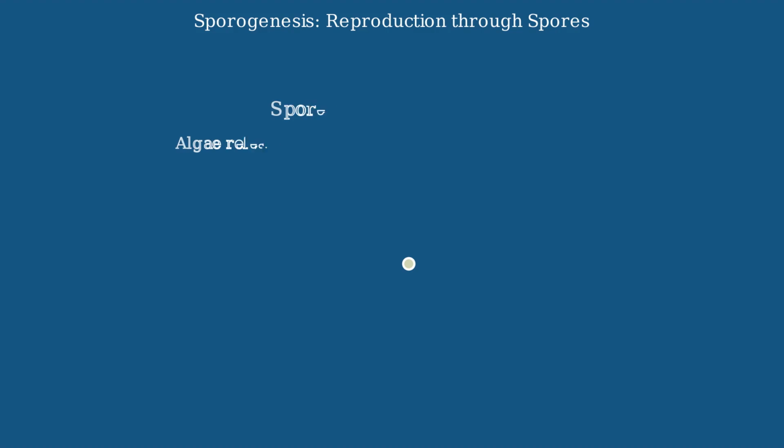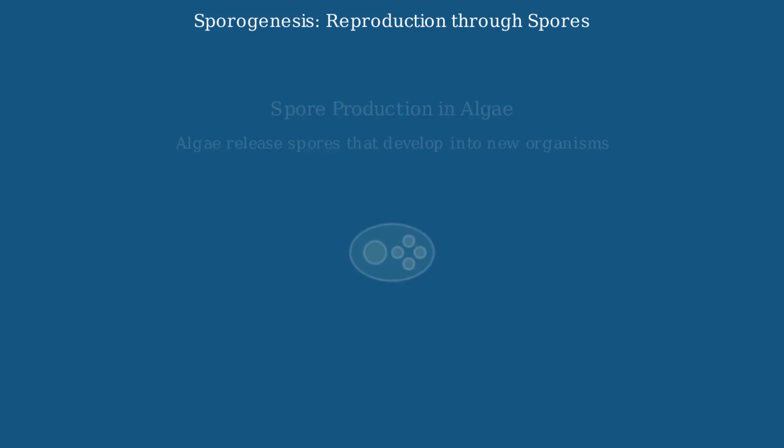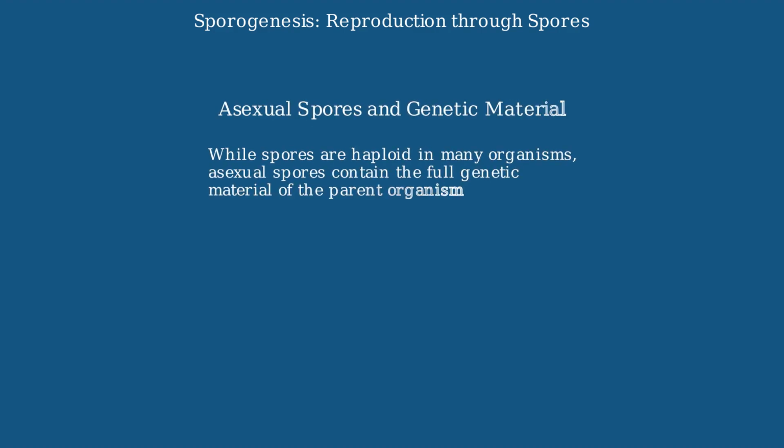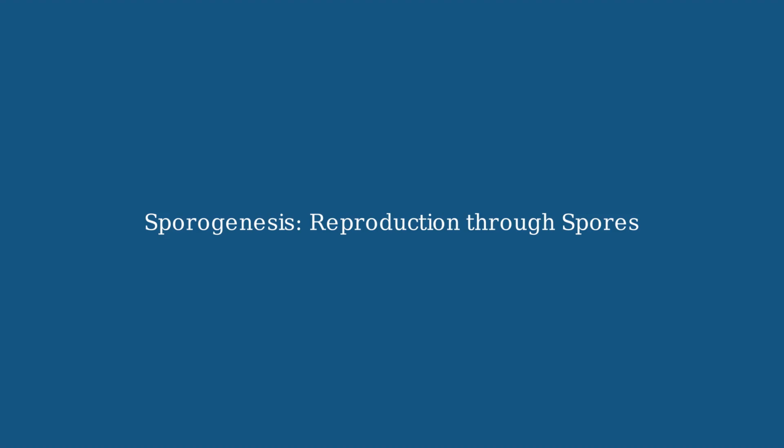Algae also reproduce through spores. Inside algae cells, spores form and are eventually released to develop into new algae. While spores are haploid in many organisms that use both sexual and asexual reproduction, asexual spores contain the full genetic material of the parent organism. This allows the spore to develop into a genetically identical copy of its parent. Sporogenesis is a remarkably efficient means of reproduction found across fungi, algae, and some plant species.